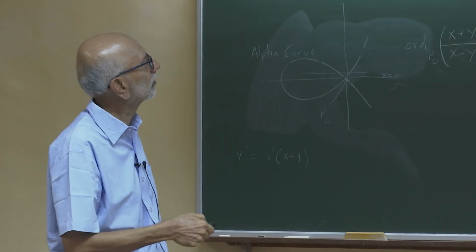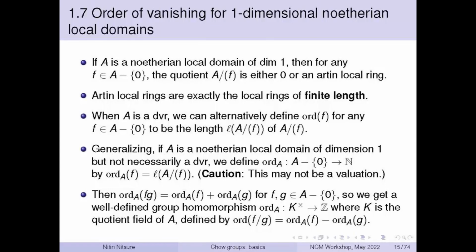Okay, let's come back here. So if I take a Noetherian local domain of dimension 1, that is what discrete valuation rings are. They are Noetherian local domains of dimension 1. But now I remove the condition that they are DVRs. And so the maximal ideal is no more principal. And I still want to say, in place of this idea, to what power of the maximal ideal it belongs, I want something else.